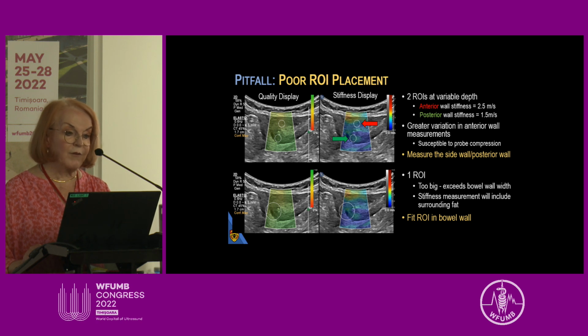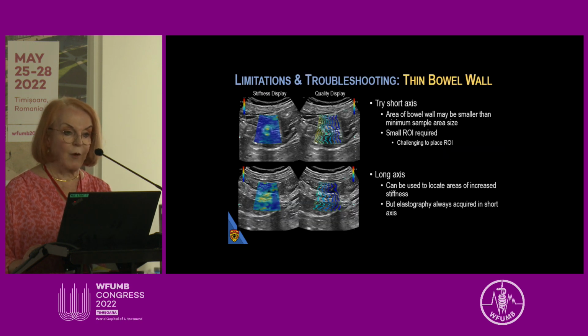And here, a pitfall related to poor ROI placement. You can see here that if we look at the ROI from the anterior and posterior walls, they're very different. The anterior wall is 2.5 meters per second, the posterior wall only 1.5. So we're always trying to be as far back as we can. And then, of course, the bottom image shows an ROI that's too big in that it's encompassing both the thick bowel wall and the tissues around it. So we try to fit the ROI within the bowel wall.